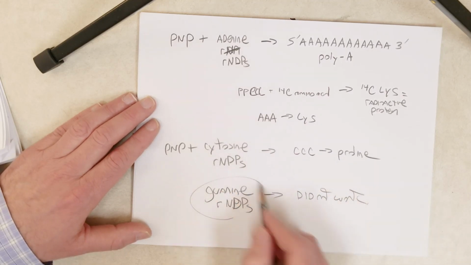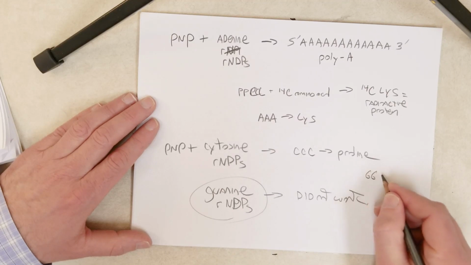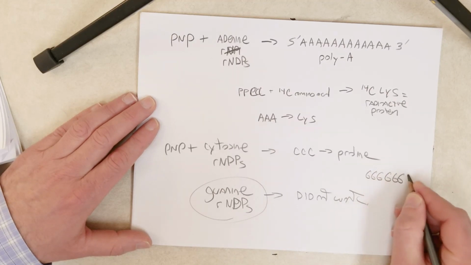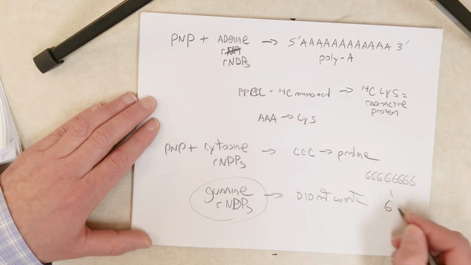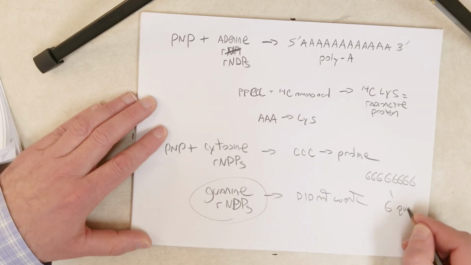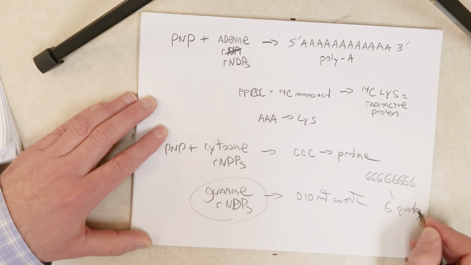And it's kind of interesting. Long chains of guanine tend to form what is called a G quadruplex.